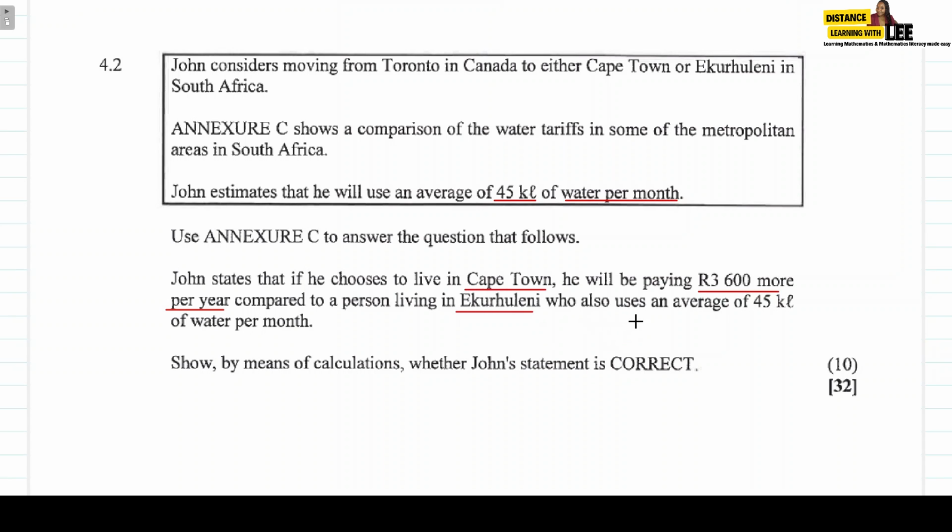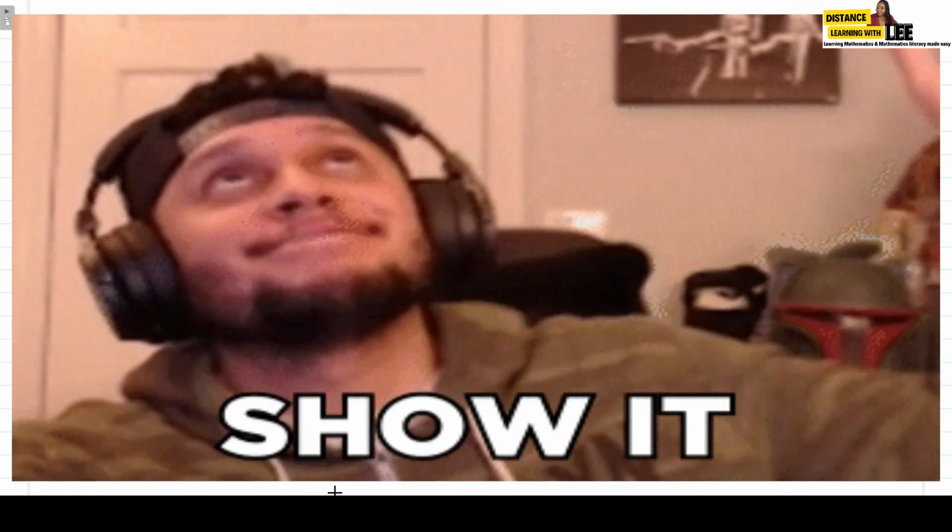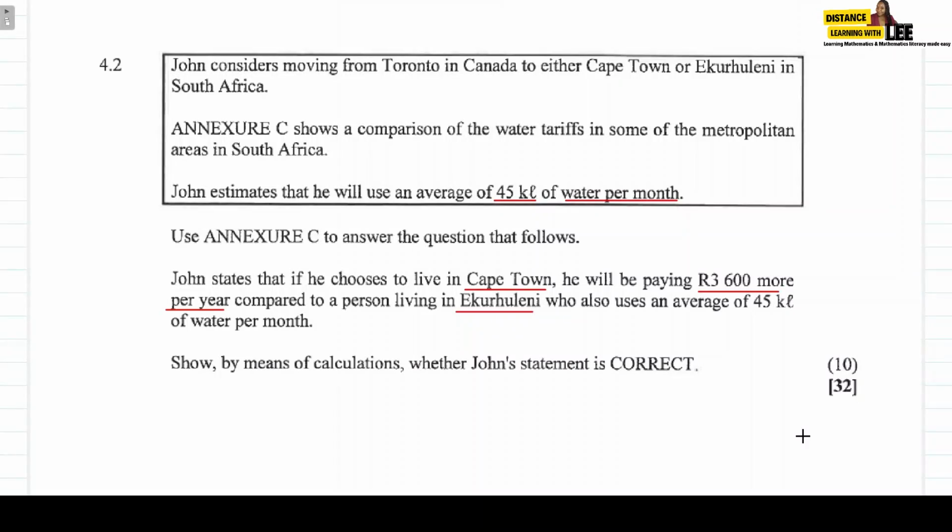Okay, who also uses an average of 45 kiloliters of water per month. Show by means of calculations whether John's statement is correct. Okay, so what we are going to be doing here is calculating how much John would pay if he stayed in Cape Town when it comes to his water bill, how much he would pay if he stayed in Ekurhuleni, and we are going to be comparing the two. All right, so let's have a look.